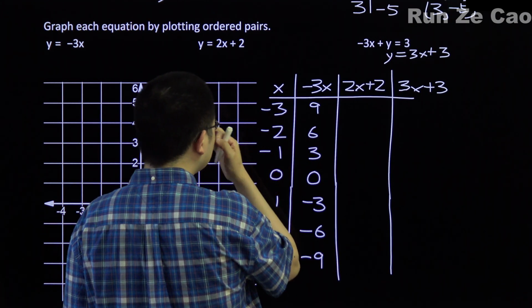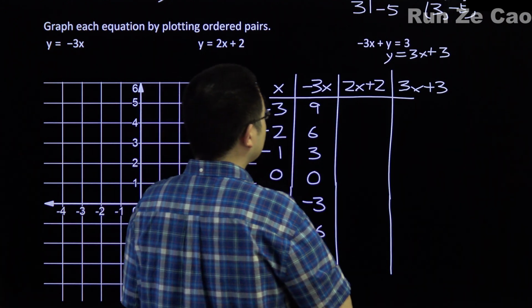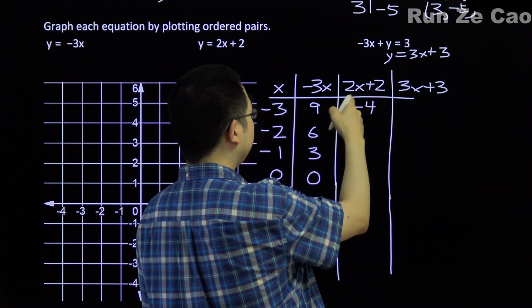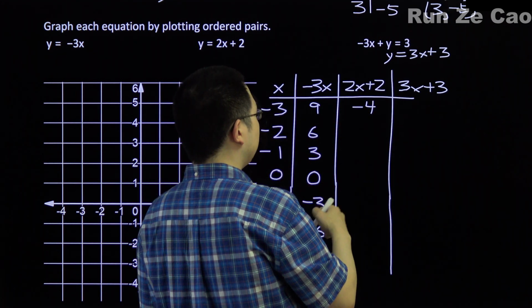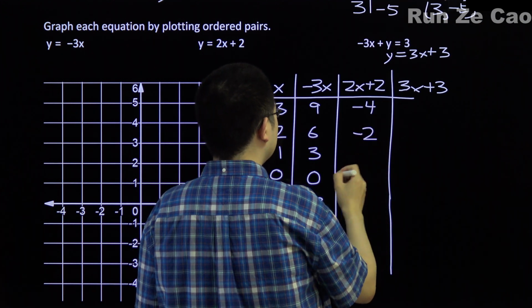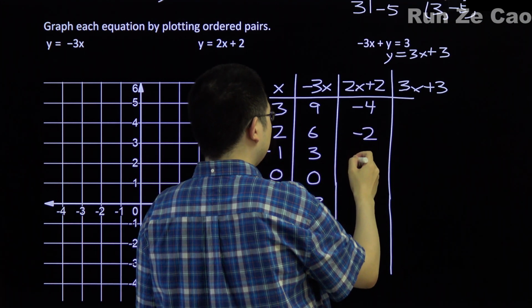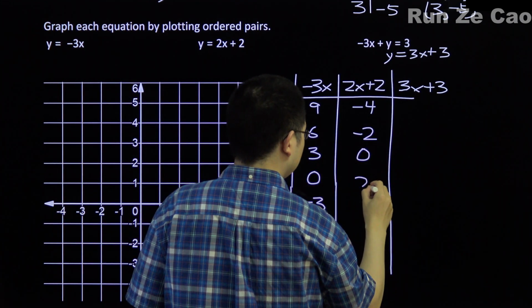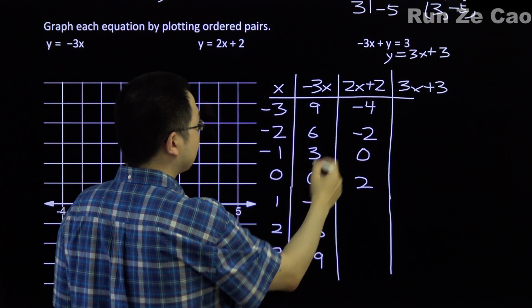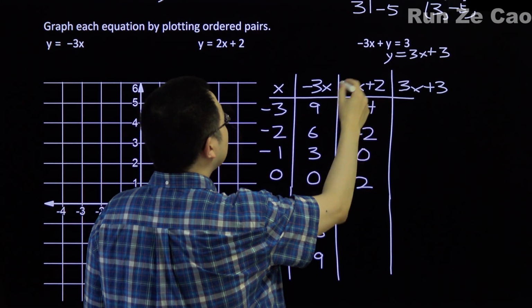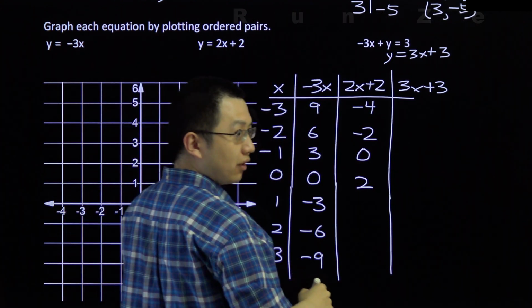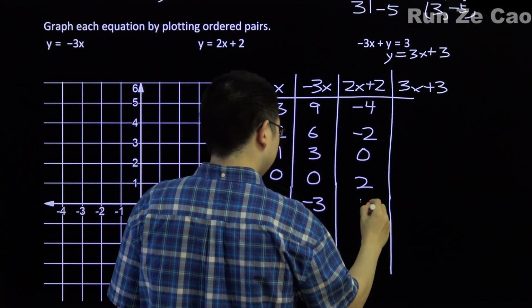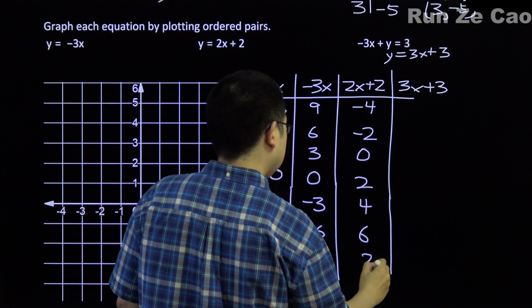2x plus 2, well, 2 times -3 is -6, plus 2 gives us -4. -2 times 2 is -4, plus 2 is -2. -1 times 2 is -2, plus 2 is 0, and 2 times 0 plus 2 is, of course, 2. And for every 1 that x goes up, 2x plus 2, or y here, for this particular line, goes up by 2. So 4, 6, and 8.